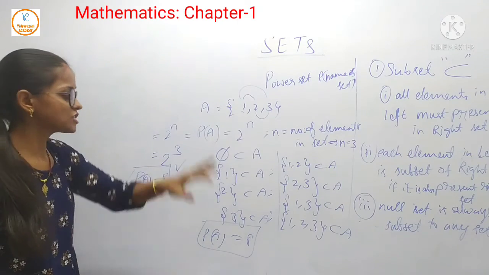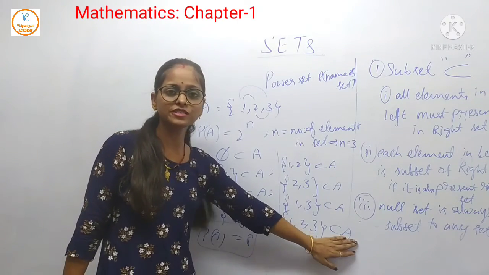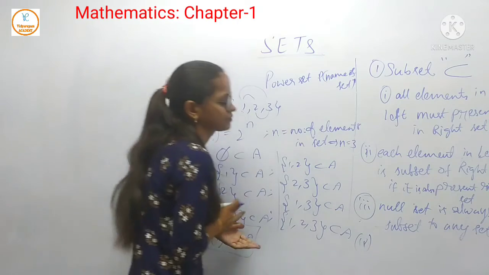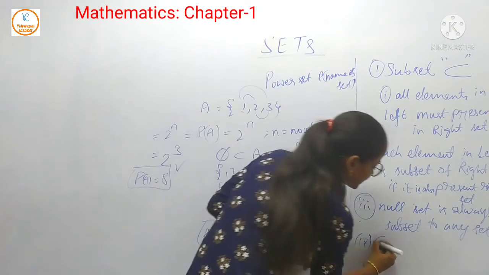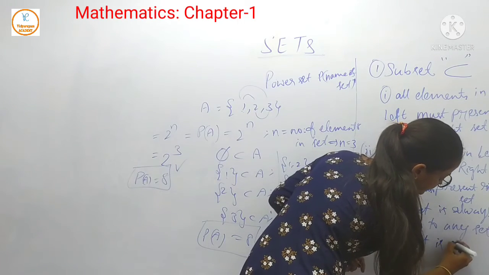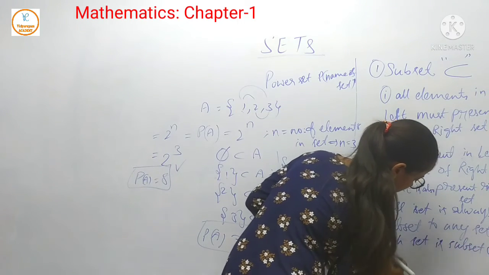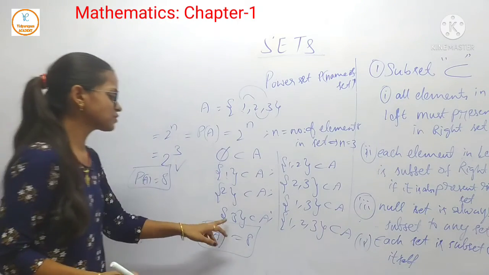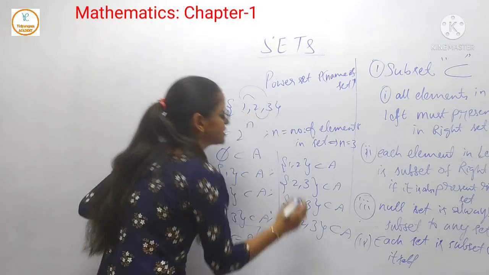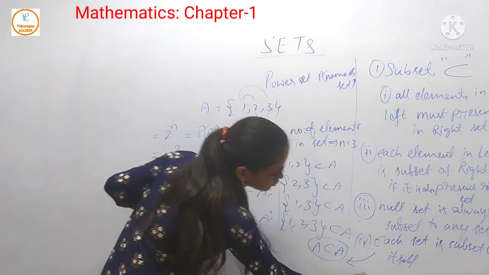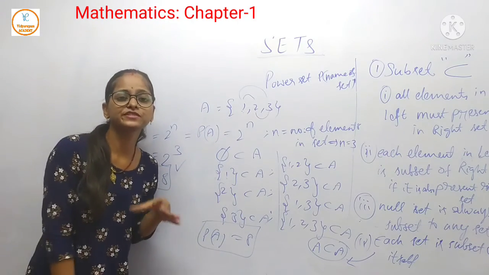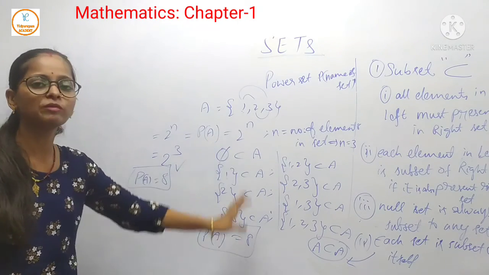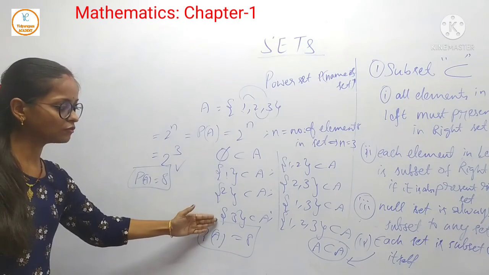So the first one is that all the elements in the set are also subsets of it. Another point is that each set is a subset of itself. So this 1, 2, 3 is nothing but A, and A is a subset of A. So this is the 4th point: every set is a subset of itself only. So those are the 4 points, and we have completed the power set, and the formula for power set is 2 power n. And we have done the proof also.